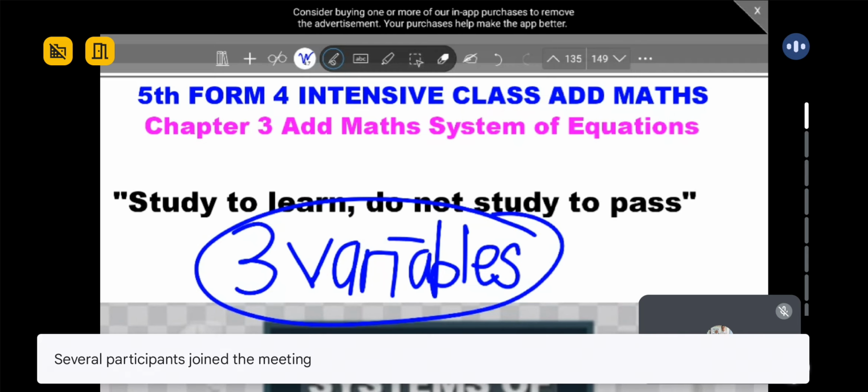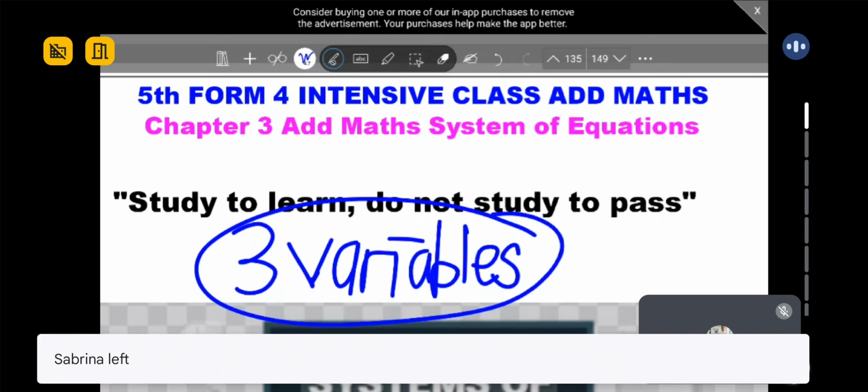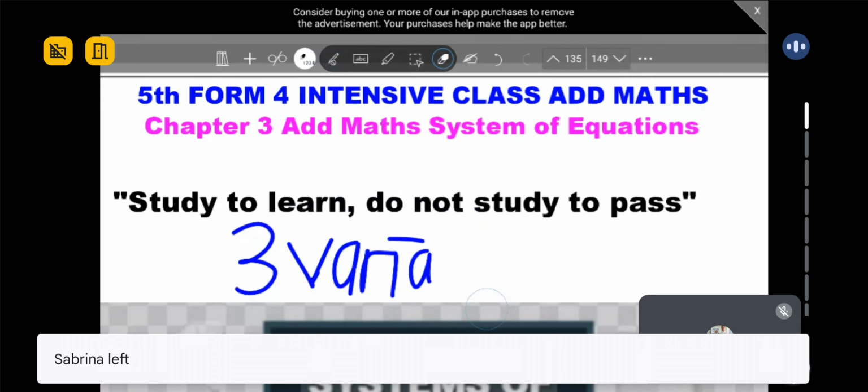And then the second part, we will talk about persamaan linear dan persamaan tak linear. Okay, linear equation and non-linear equation. Only 2 parts this chapter. 2 bahagian sahaja. Alright? Okay.